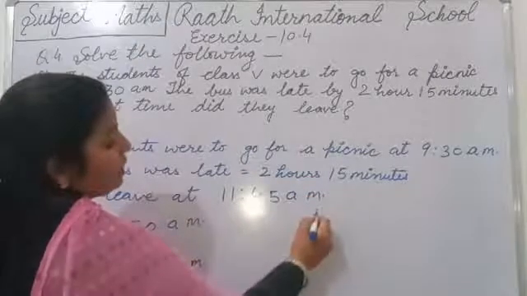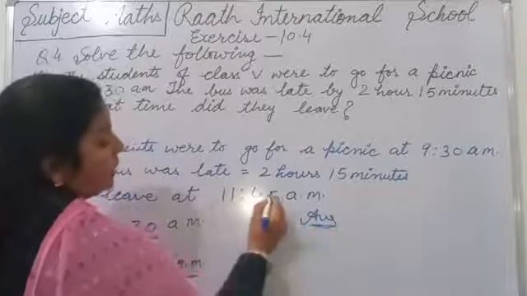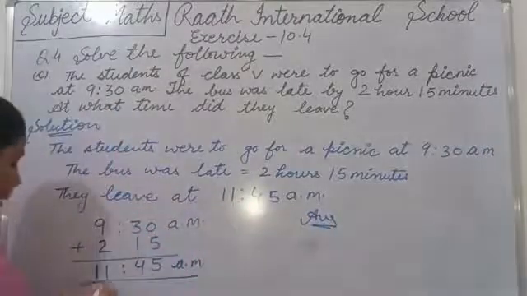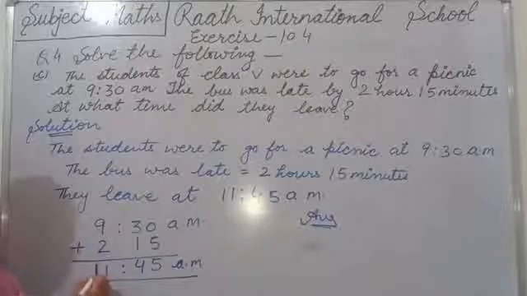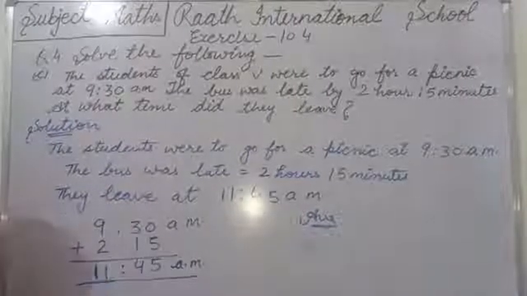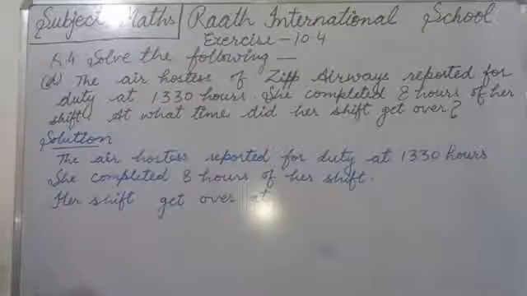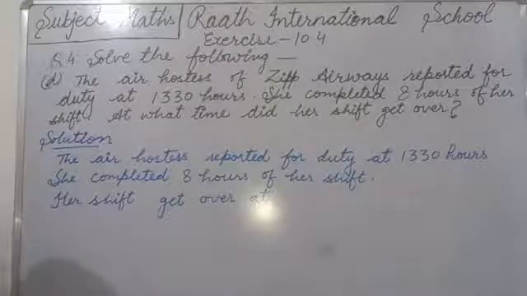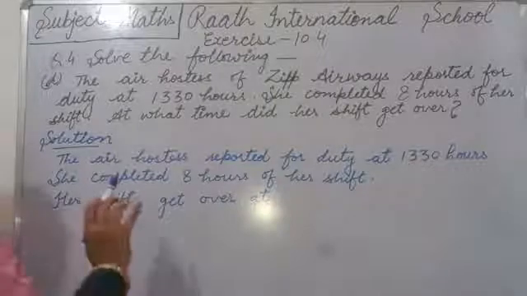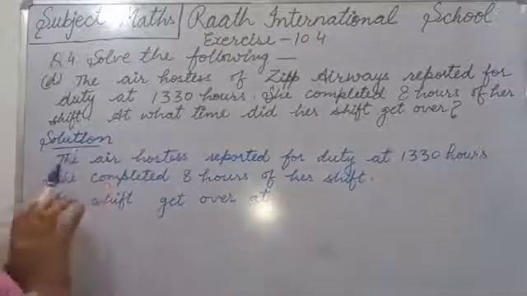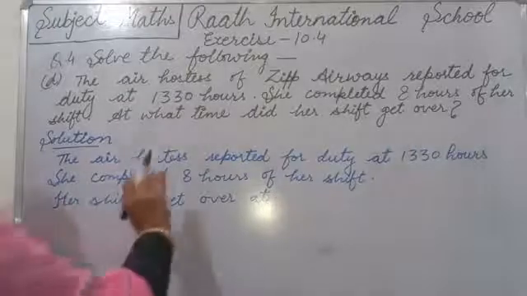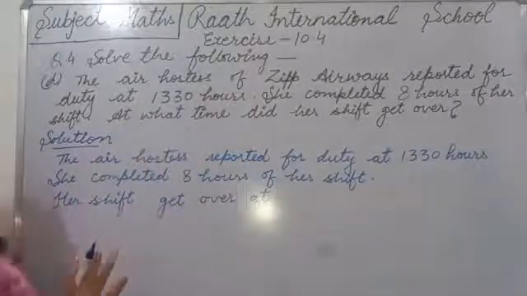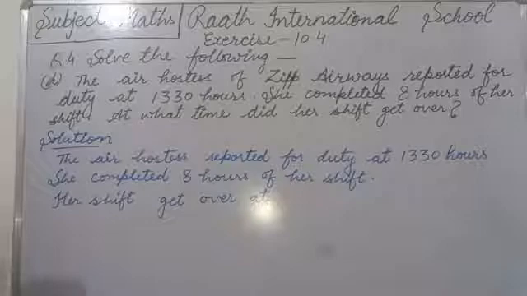Answer: 11:45 a.m. Okay. Now we will do its D part. Now D part. The air hostess of Egypt Airways reported for duty at 13:30 hours. As we know that at the airport we have 24 hours clock. So air hostess जो है that's reported for duty. जो air hostess है वो ड्यूटी के लिए रिपोर्ट करती है at 13:30 hours. 13:30 hours पे वो ड्यूटी के लिए रिपोर्ट करती है.